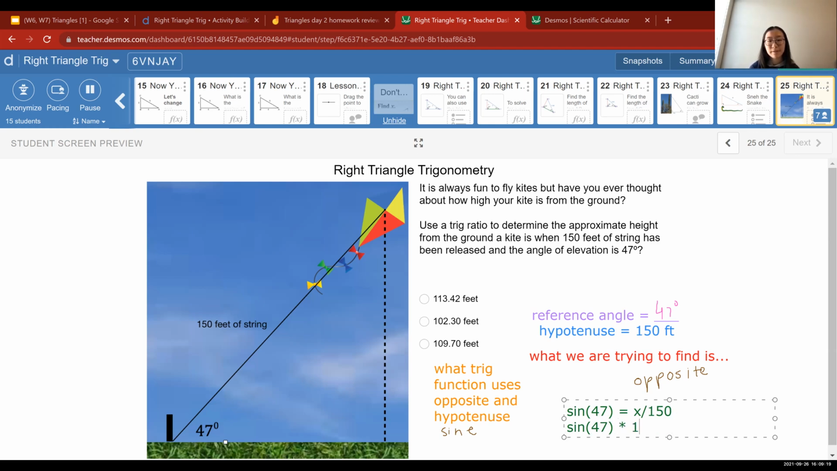Now that we have that equation, type it into a calculator on your own. I just want to make sure you guys know how to type it into a calculator. So type sine 47 times 150 into your calculator, and then type in the chat what you get. You can round it to the hundredths place.